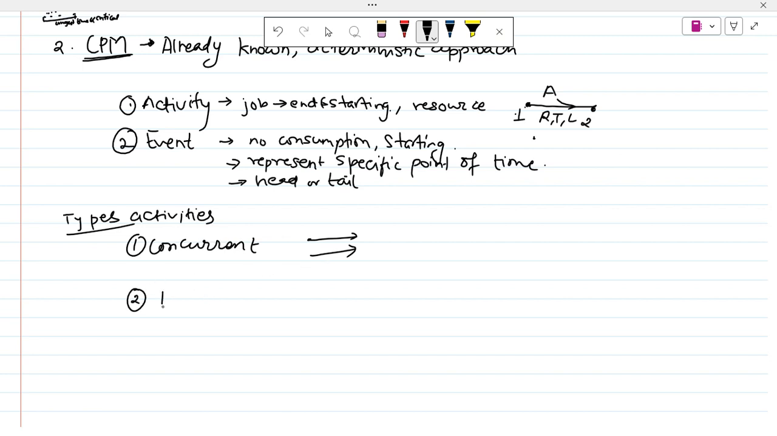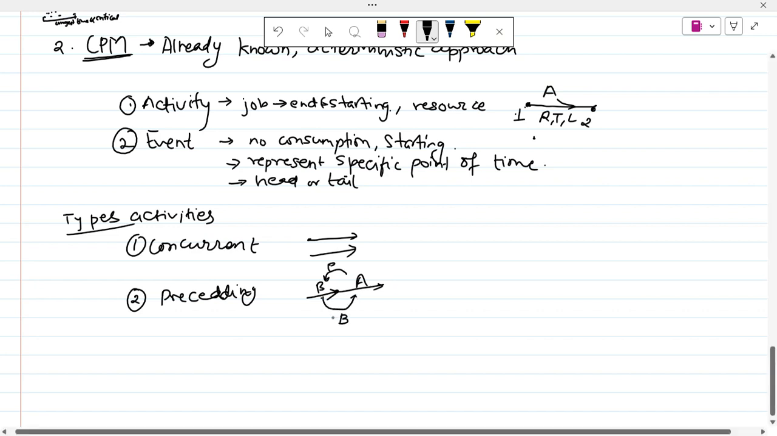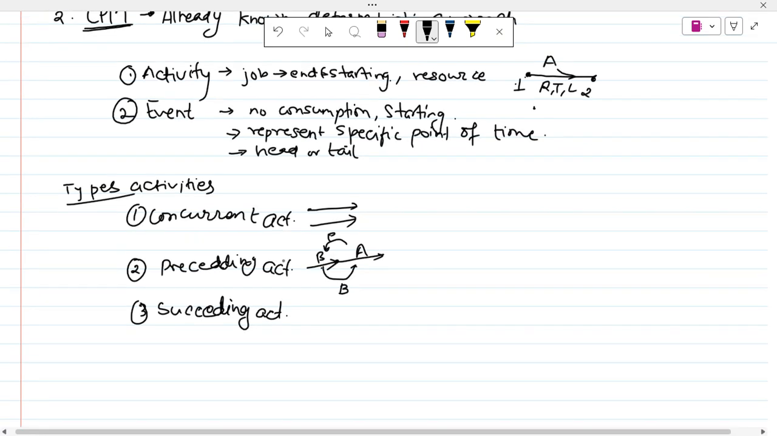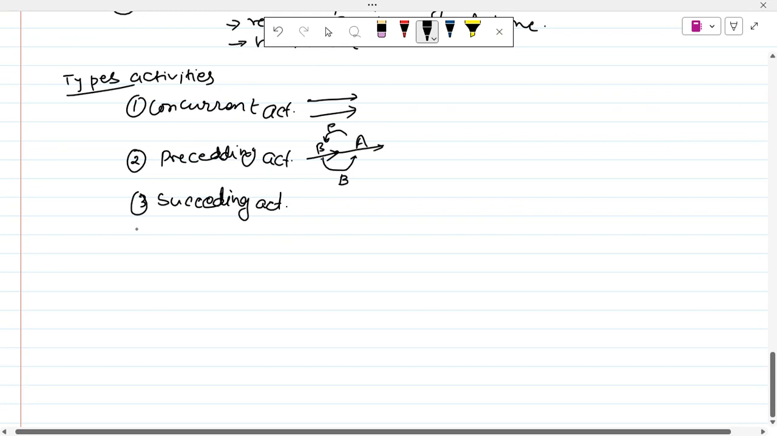Second is preceding activity. Preceding activity is, suppose our activity is A. The activity before this activity, B, is preceding of A. Okay, and A is succeeding of B. So the third kind is succeeding activity. And the fourth type of activity is dummy activity.